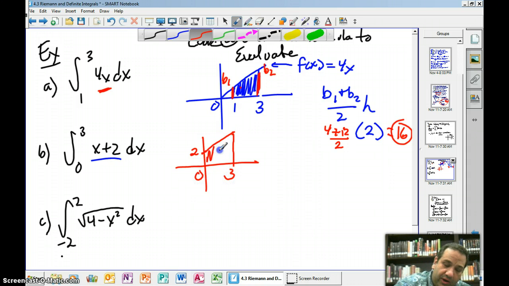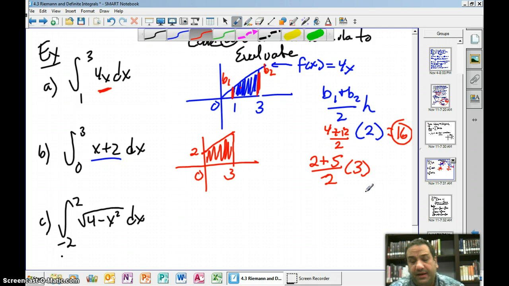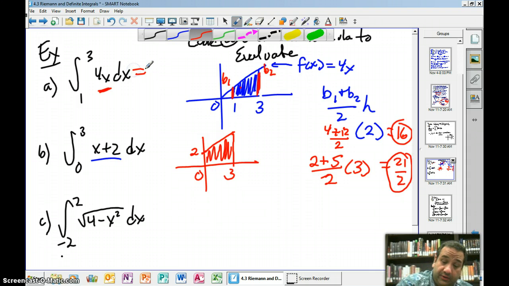So we're given another trapezoid. Oh yeah, another trapezoid. 0 to 3 is 3. 3 is our height. Average of the bases: we have 2 here, plus, put 3 into the function, 5, divided by 2. The average of the bases is 7 halves times 3, that's 21 halves. So that is the area. These are the answers: 16, 21 halves, or 10 and a half, if you will.